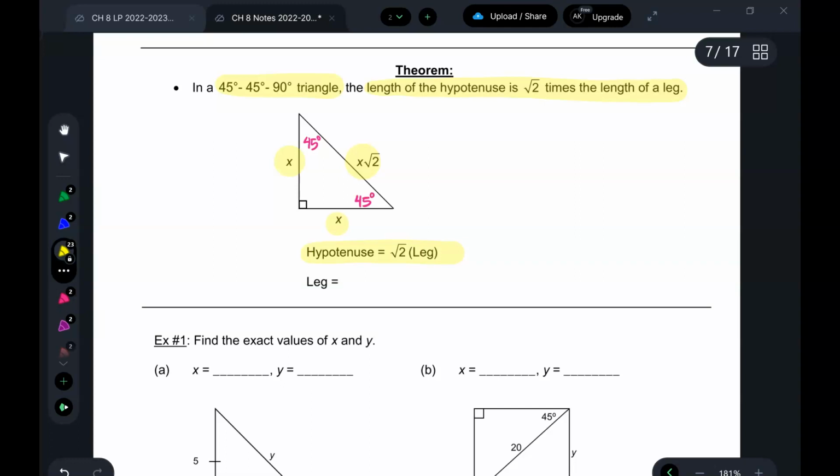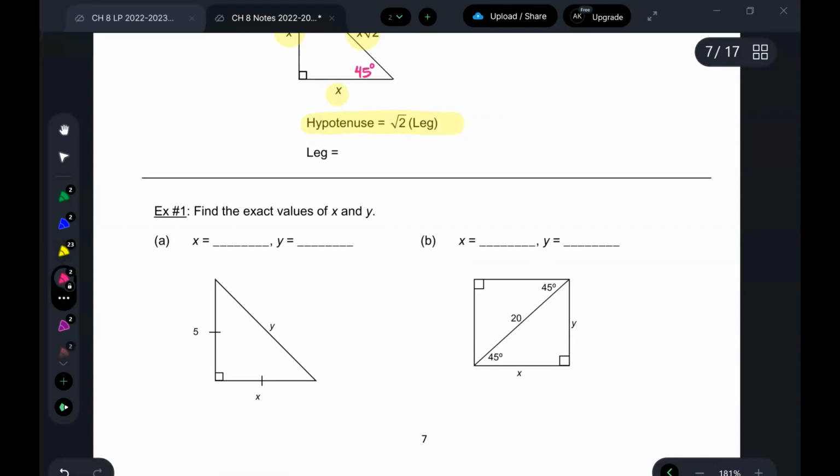Okay, so if you know what the leg is, you multiply by square root of 2 to find the hypotenuse. What if you have the hypotenuse and we're trying to figure out what the leg is? Just reverse it. You're just going to have the hypotenuse divided by the square root of 2.